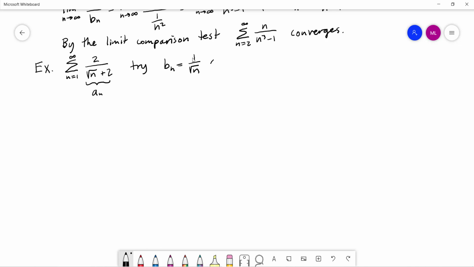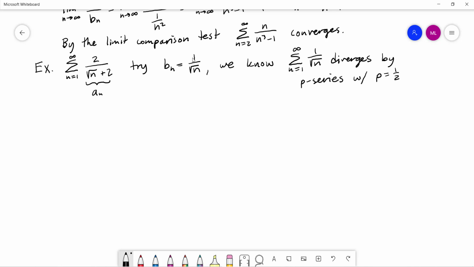This term, if we look at its corresponding series, we know that the sum from n equals 1 to infinity of 1 over the square root of n diverges. And it diverges again by the p-series test, with p equal to 1/2. N is being raised to the 1/2 power in the denominator, which is less than 1.